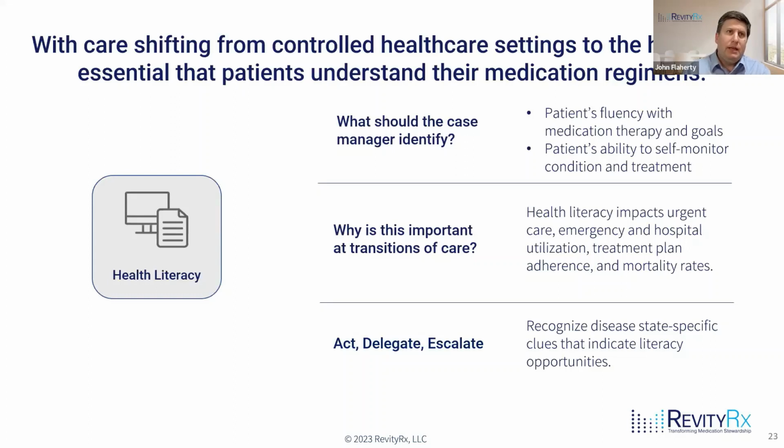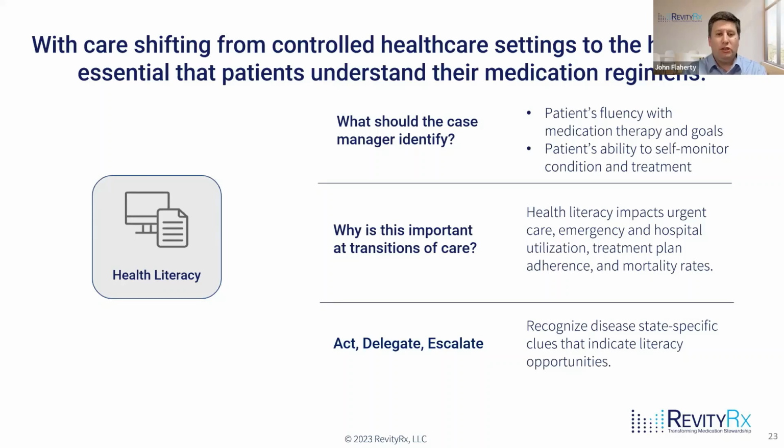The next area that we see as a bucket where the case managers can focus during the transition of care moment is really assessing the patient's health literacy. And with care shifting from the controlled setting to a less controlled setting at the home, patients must understand their medication regimens in order to use their meds effectively. And this is something that we see emphasized over and over again. A lot of the social determinants of health issues address health literacy, but this is one component where we can really look at specifically around med use.